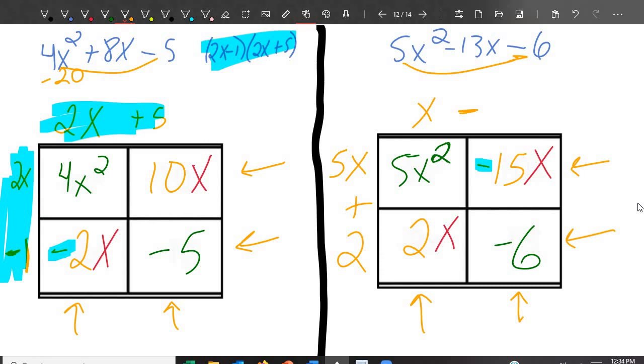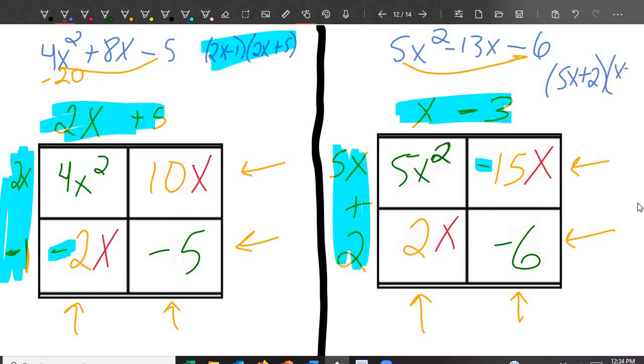Now 15 and 6 are both divisible by what, 3? So my GCF is a 3. So what's across the bottom? What's on the left and what's on the right is the final answer. So this factors into 5x plus 2, x minus 3. And again, you could do the FOIL method if you wanted to check it.